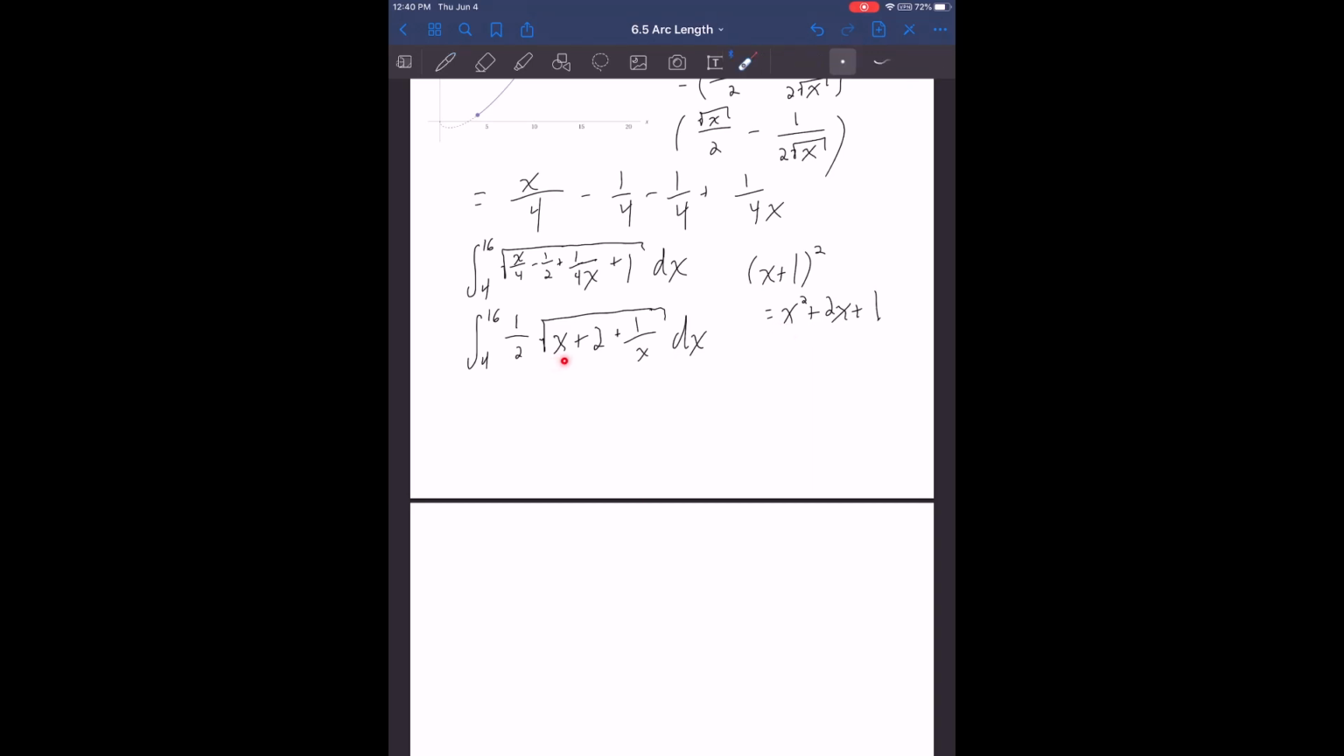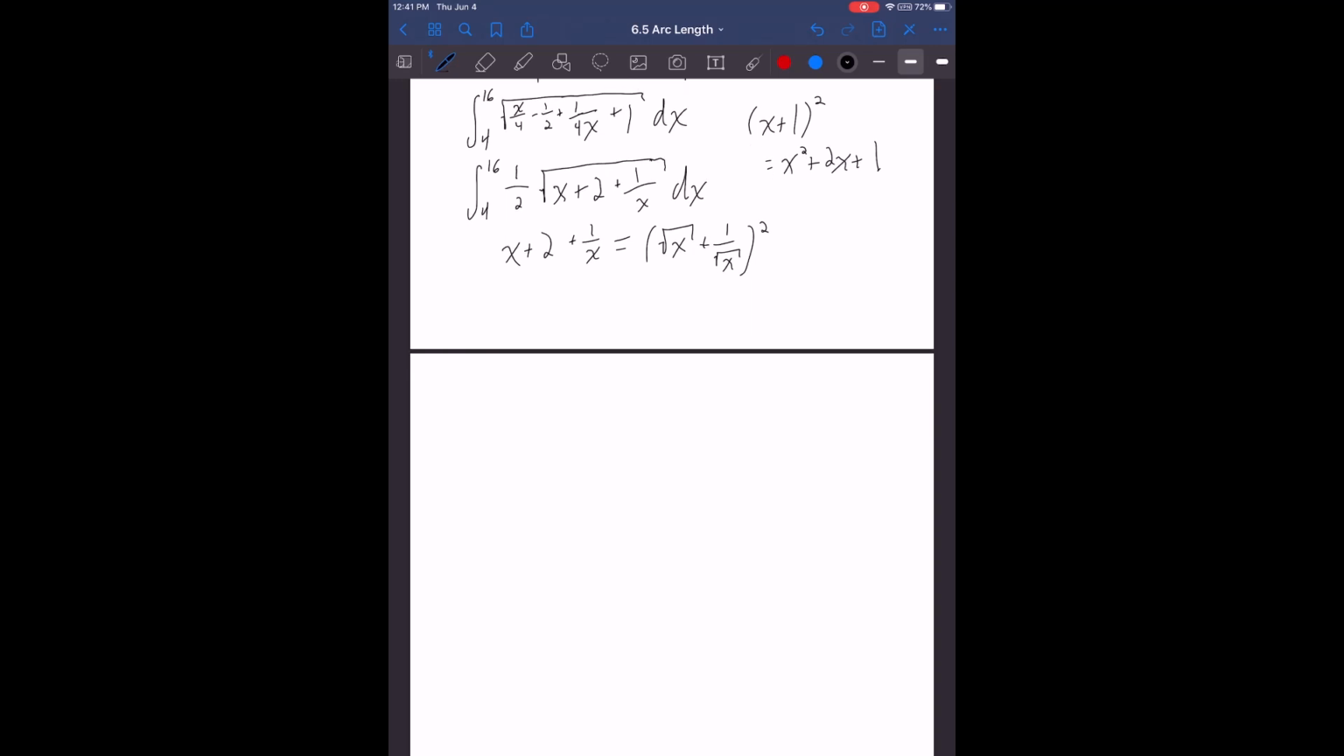And we can see these two things look similar, right? We have the x squared behaving like the x, the 2x behaving like the 2, and the 1 behaving like the 1/x. So in particular, if we play around with the numbers, we actually get that x plus 2 plus 1 over x is going to be equal to the square root of x plus 1 over the square root of x, all squared. You can FOIL this out yourselves and double check the work. It does actually work out in this case, and we do get that that's what this is equal to.